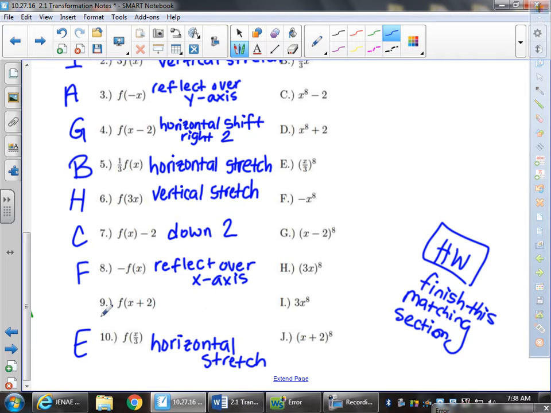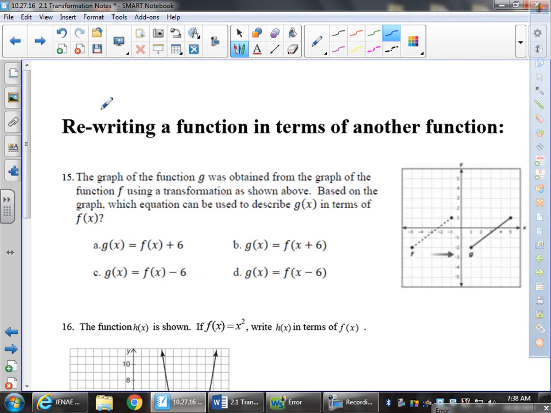And finally, number 9? J. And we just discussed that would be a shift left 2. Good. So let's pick up with our note, rewriting a function in terms of another function.